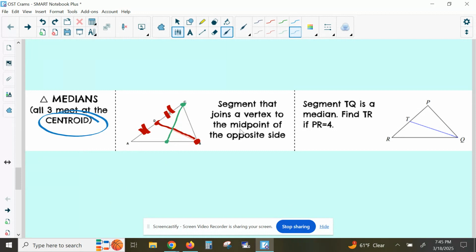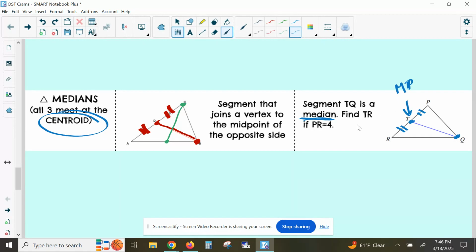So let's use this information about medians. If we look at this, it says segment TQ is a median. If something is a median, then what do we know is true? If it's a median, it goes from a vertex and hits the midpoint of the opposite side. So this right here is a midpoint, right? Now, what do we know about midpoints? We know that it cuts a segment into two equal pieces, right? It's like it bisects it. So that means this piece is the same length as this piece because that's a midpoint because of the median.